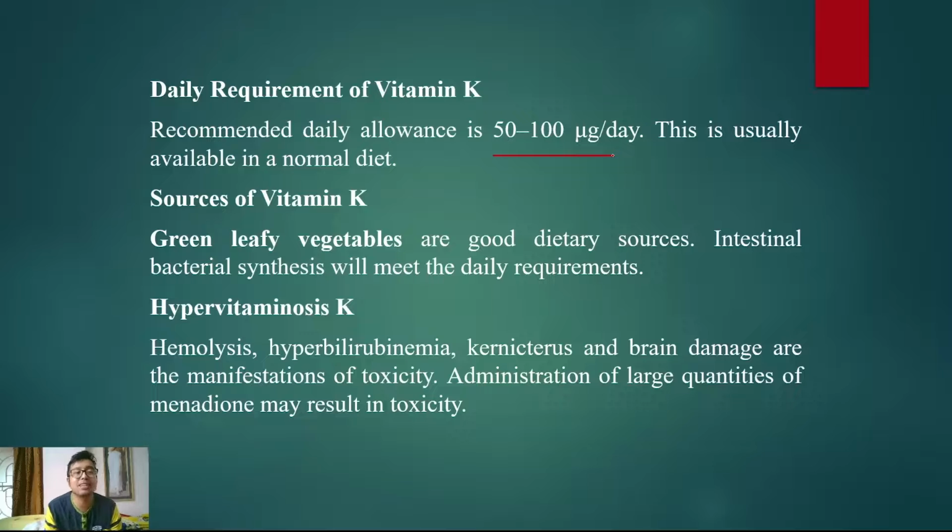And last but not the least, hypervitaminosis K. What if vitamin K is given in excess? Administration of large doses of menadione may result in toxicity because it's a fat soluble vitamin and it will get stored in the fat depots, the adipose tissue. Mainly it happens in children because they are supplemented with vitamin K, menadione, to prevent hemorrhagic disease of newborns, and in them hemolysis, hyperbilirubinemia, kernicterus and brain damage can happen.